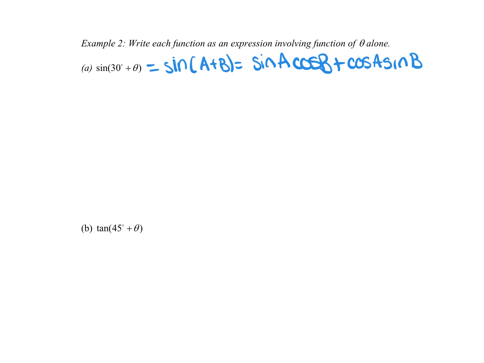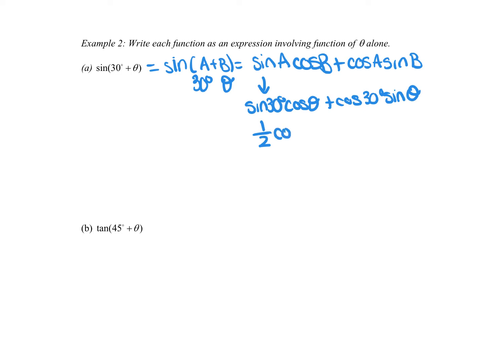And as silly as you might think it is that I keep writing these formulas, I write them over and over again, and it's part of why I have them memorized. A is 30, and b is theta. So this becomes sine of 30 cosine of theta plus cosine of 30 sine of theta. This is now 1/2 cosine theta plus root 3 over 2 cosine theta.